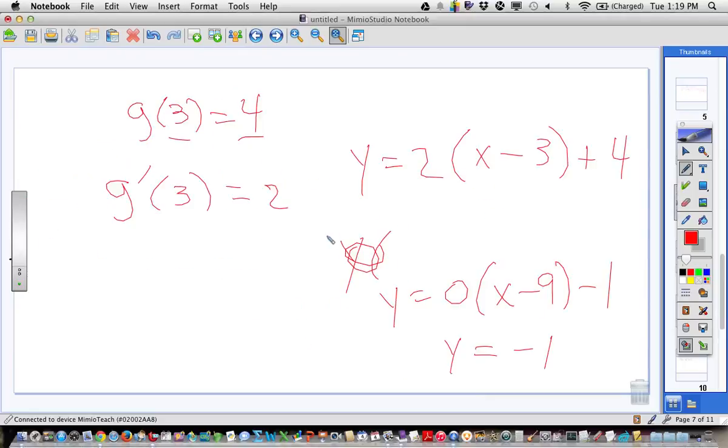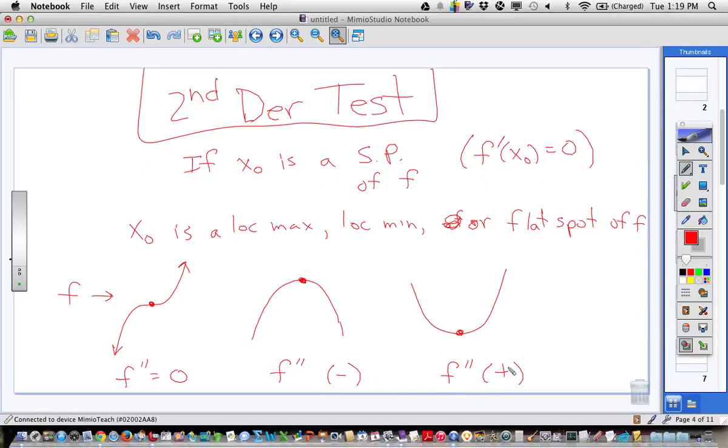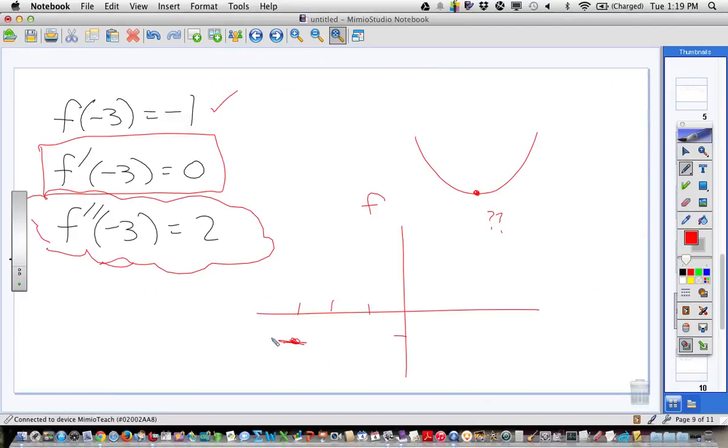Aha, go back to the chart. If f double prime is positive, well, it's actually what I just told you right back here. If f double prime is positive, it tells you it's concave up at that point. So therefore, since the slope is 0, it's either got to be a local max, local min, or a flat spot. Well, the only one of those that has concave up is a local min. So the answer to this is yes. This is the second derivative test.